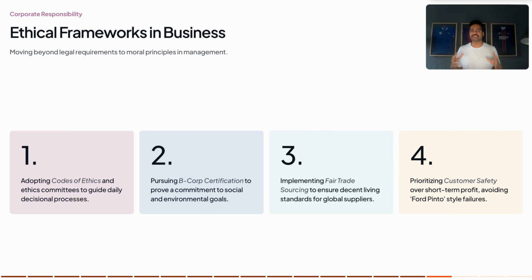The infamous Ford Pinto case in the 1970s, where Ford calculated it was cheaper to buy lawsuits than fix a dangerous fuel tank, is a lesson in what not to do. Ethics isn't just about being nice. It's about avoiding catastrophic reputational damage and building long-term trust for the future, for the benefit of the company, for the long-term relationships. You need long-term trust.